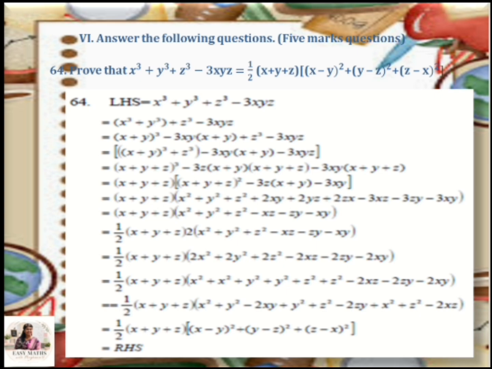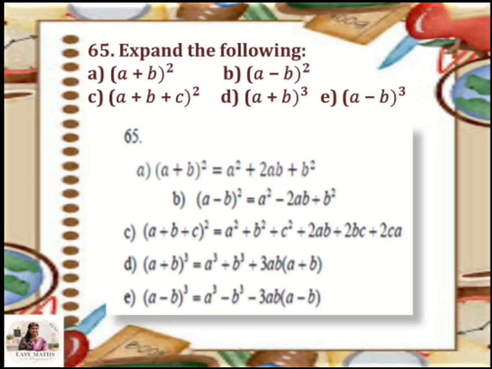Another method, you can take the RHS as half into x plus y plus z into x minus y whole square plus y minus z whole square plus z minus x the whole square. Here you can apply the formula of a minus b whole square is equal to a square plus b square minus 2ab. Then also you are getting the similar answer. So this is regarding question number 64. This is a very important question for your examination. It is given directly for the 5 marks.